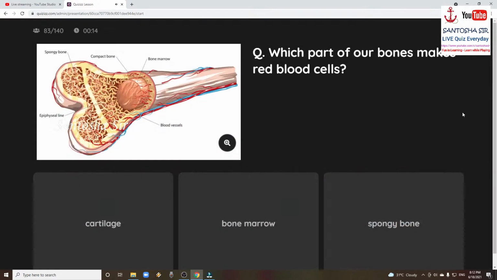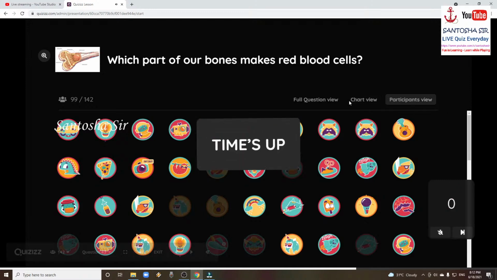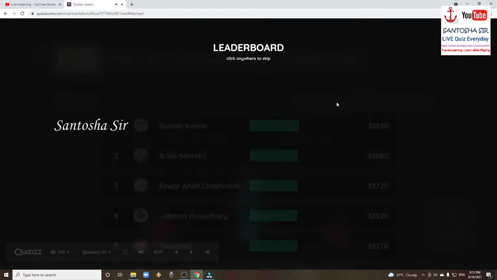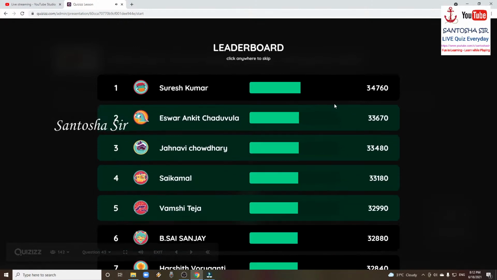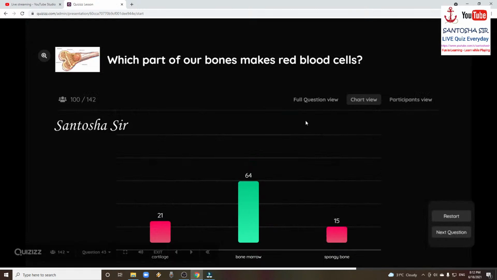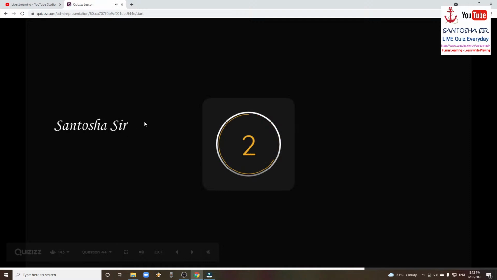Which part of our bones makes red blood cells? Cartilage, bone marrow, or spongy bone? Time is up and 100 members answered. Let's check the leaderboard score. Second, third, fourth, fifth. Positions changed. 64 members made their choice correctly. Let's quickly check the next one.